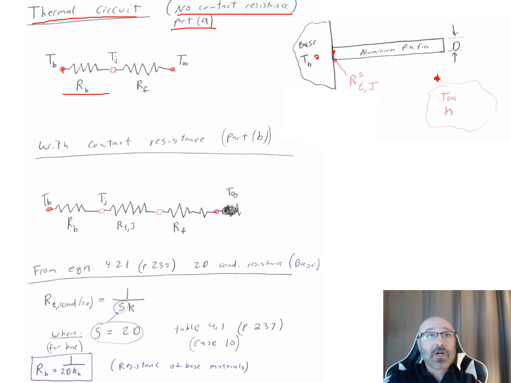So this is resistance R sub B right there and R sub F right there, where R sub B is the resistance of the base as we get up to that junction, and R sub F is the resistance through the fin. So this is our thermal circuit for no contact resistance.